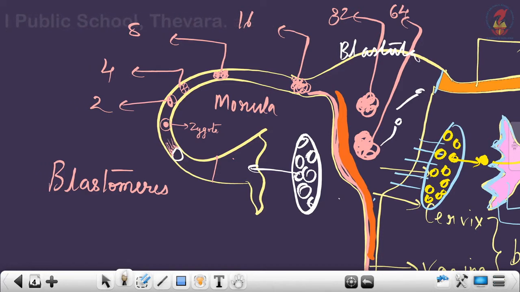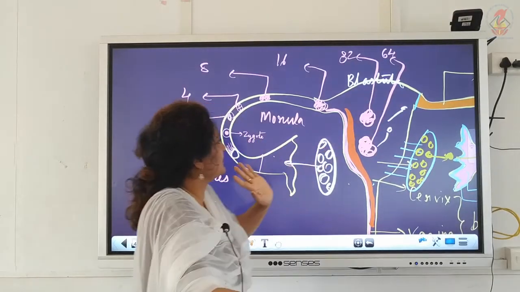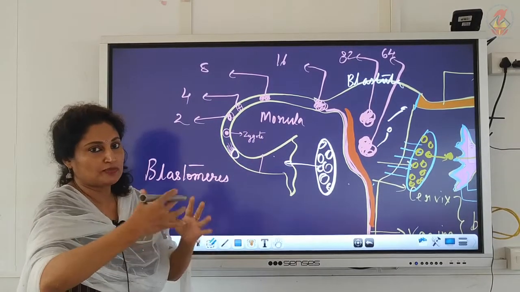To identify the two blastula stages, the 32 cell stage is known as the early blastula and the 64 cell stage is called the late blastula. So once again, a brief outline of embryogenesis.